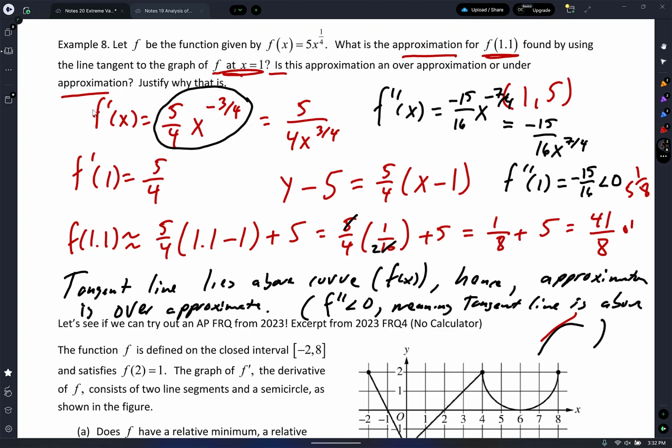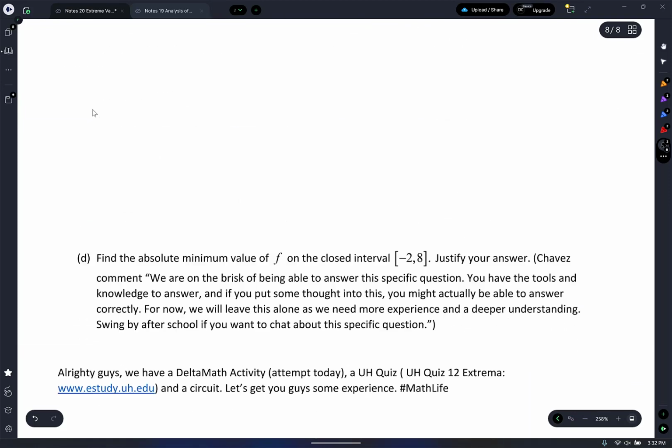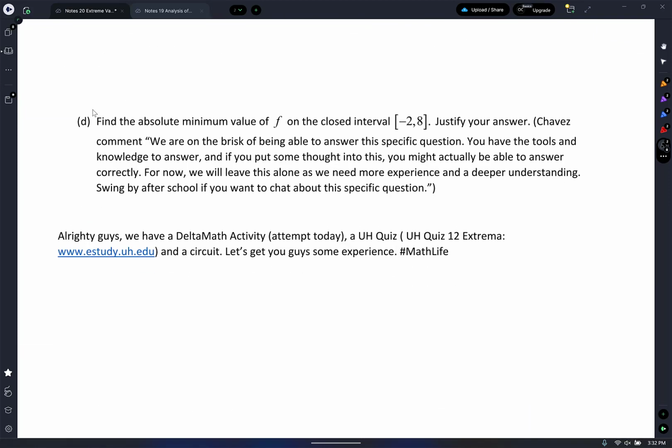Yeah. Okay, there is a delta. Relax. I at least look at it tonight. That's why I put down here. Look how ambitious I was today. If you go all the way to the last, notice that I didn't put due today. It says, all right, we have a delta math, a UH quiz, and a circuit. Don't worry, we're not going to do it all in one day. Notice that I didn't put that the delta math is due today. What does it say? Attempt today. At least look at it.